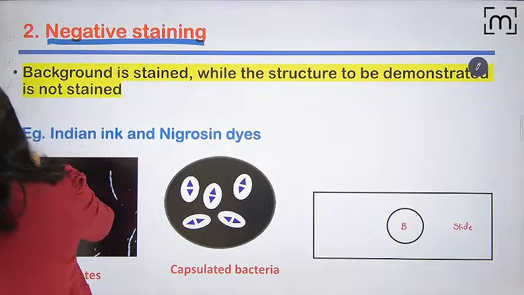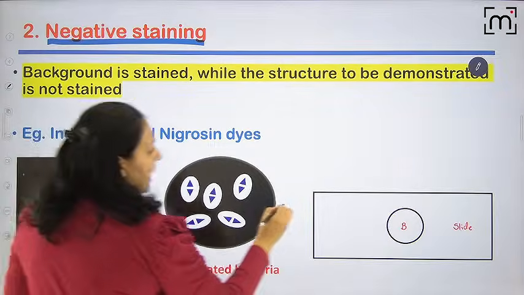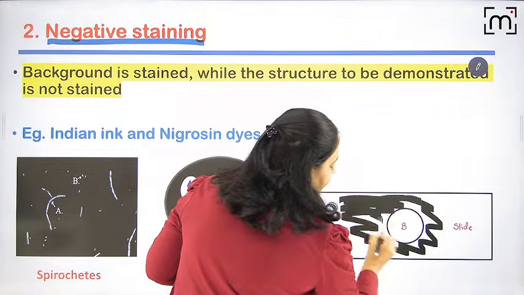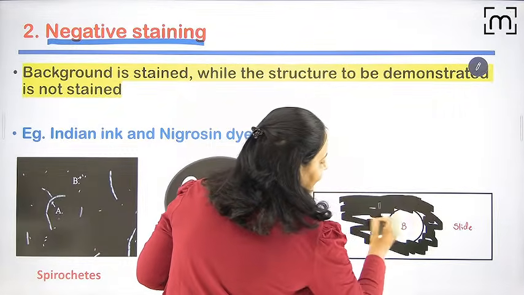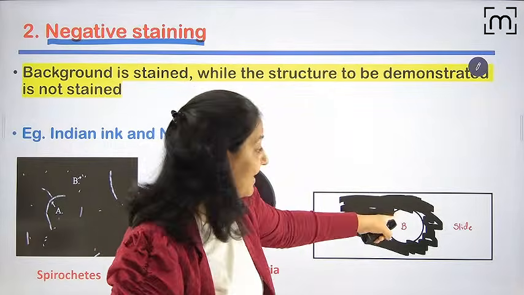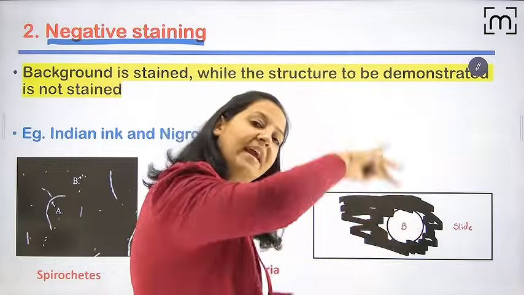Are we getting it? So see what I will do here. Here I will stain the background with black color. I will stain the background with black color. The bacteria is still transparent. So the transparent bacteria will stand out on a negative background.